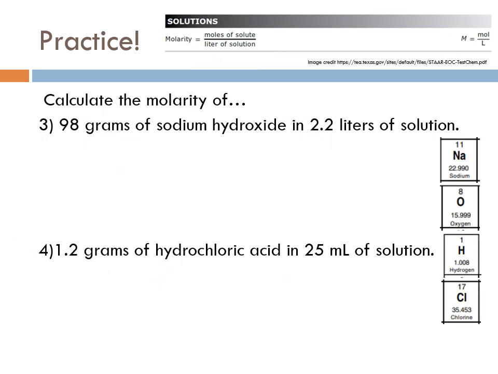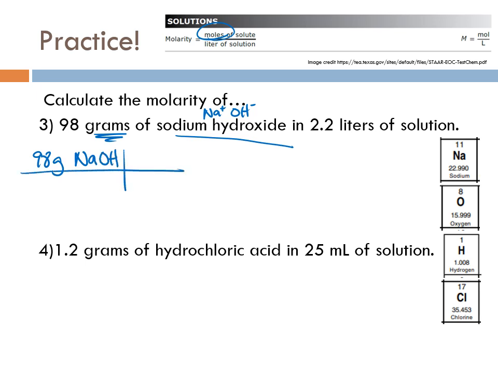All right, let's look at these two problems a little bit trickier because now instead of having moles, I have grams, and I can't put grams into my formula. We need to turn our grams into moles. So if I have 98 grams of sodium hydroxide, sodium is Na. Hydroxide is one of our polyatomic ions. It's an OH. Sodium has a charge of +1, hydroxide has a charge of -1. These guys balance each other out perfectly. So I have 98 grams of sodium hydroxide.